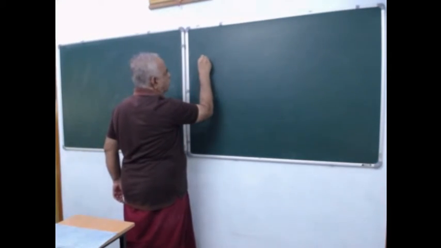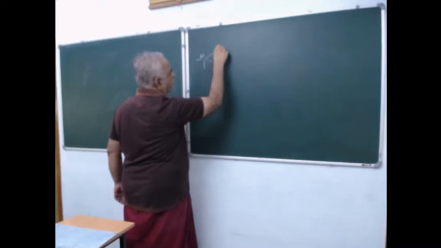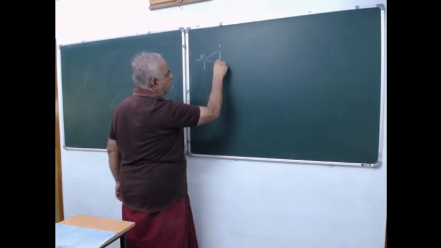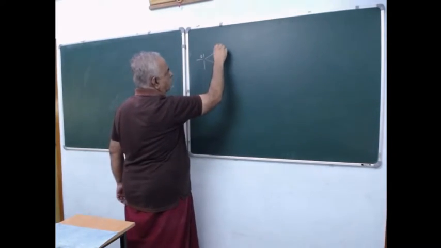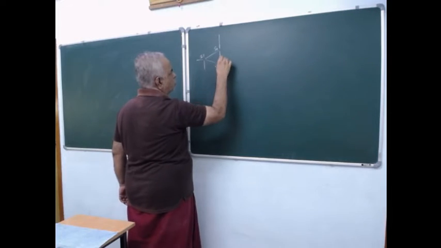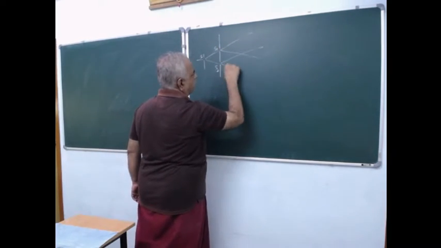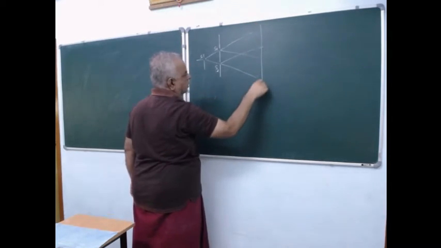Let me draw once again the source, the primary source, wherefrom we are able to get the secondary sources, which are nothing but the coherent sources S1, S2, wherefrom we are able to get the interference pattern on the screen.